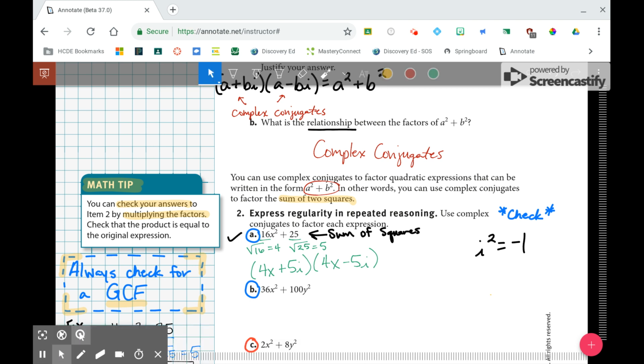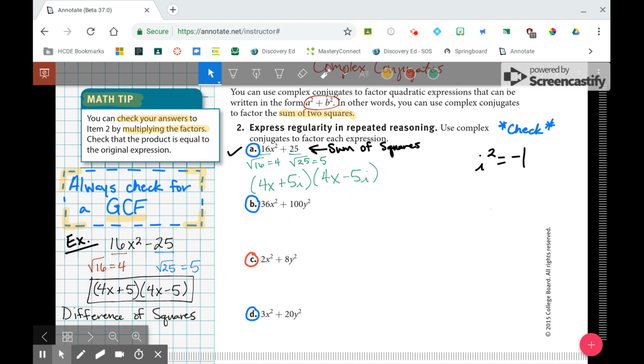So let's try another one. Now, our first step, remember, is always check for a GCF. I kind of skipped that step in this problem because there wasn't a GCF other than 1, but that really should always be our first check. And again, in this example, we did not have a GCF, so we didn't have to worry about it. So let's look at part B.